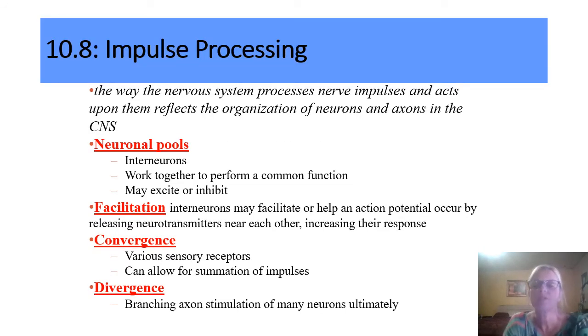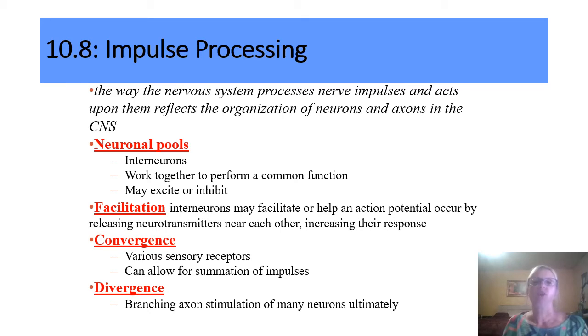So the way the nervous system processes nerve impulses and acts on them reflects the way that neurons and axons are put together in the central nervous system. We have what we call neuronal pools, and these are interneurons in the central nervous system that are organized together in a little pool together, like when you pool your money together, okay? So they work together for a common function to receive input and generate output. So if you're pooling your money together to go and, say, buy a lottery ticket, okay, it's a common function. So these can be excitatory or inhibitory, all right?